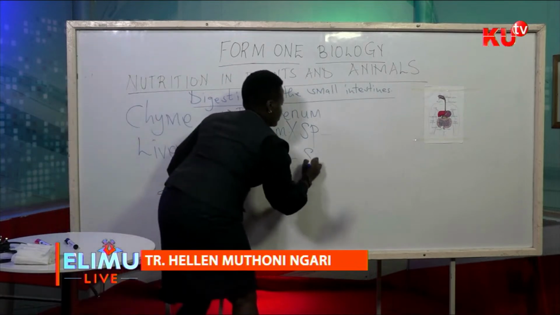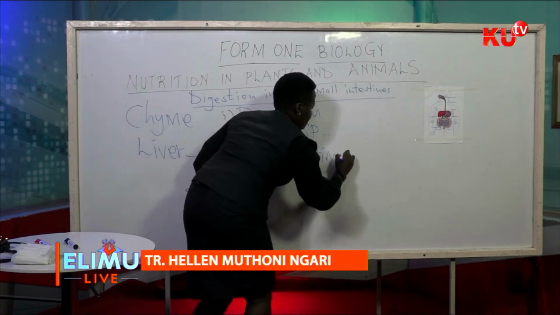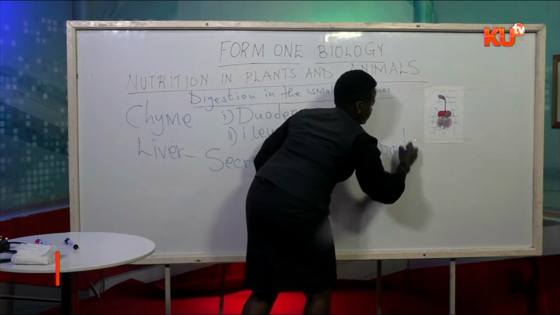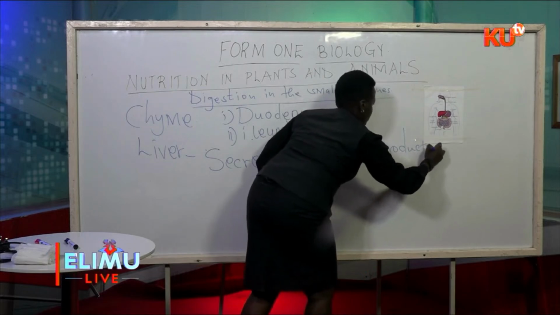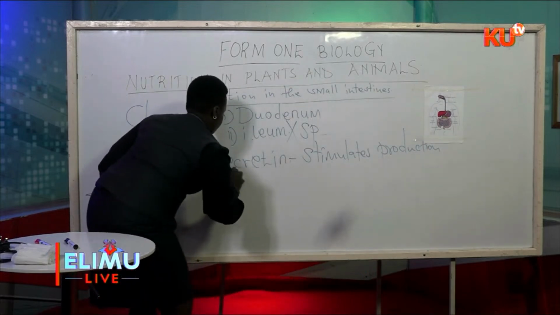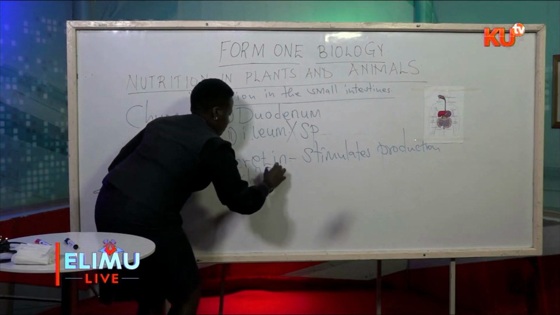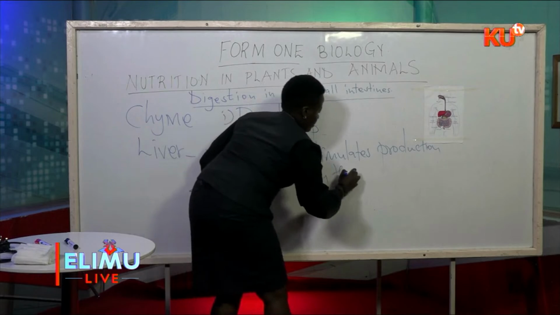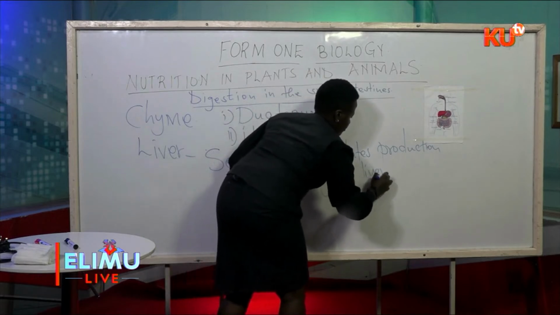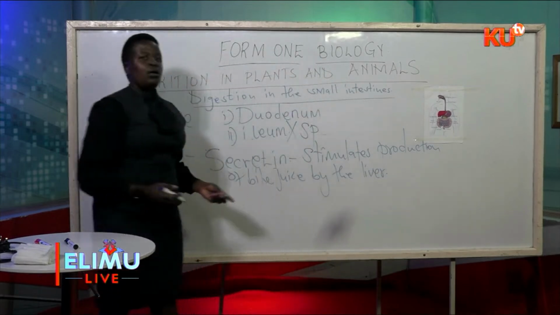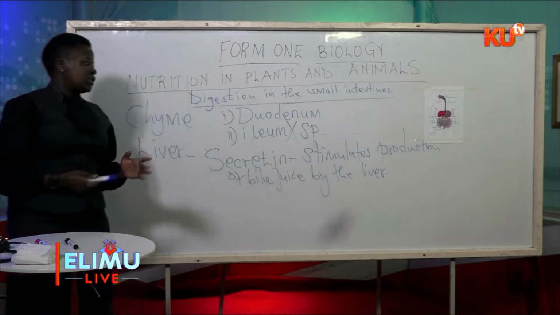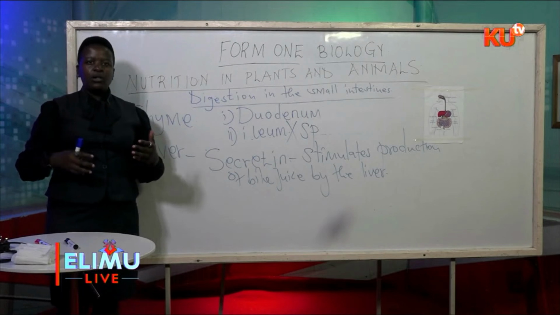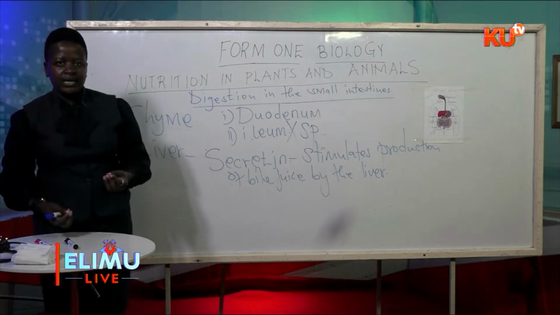Now, secretin will cause the liver to produce bile juice. It stimulates production of bile juice by the liver. So this particular bile juice has components that will enable digestion to take place.